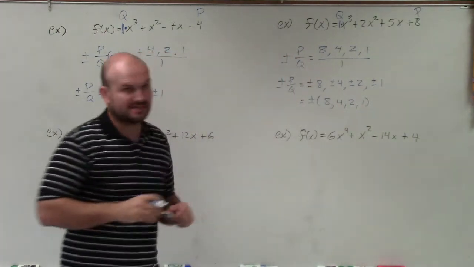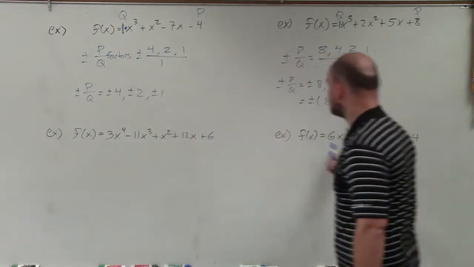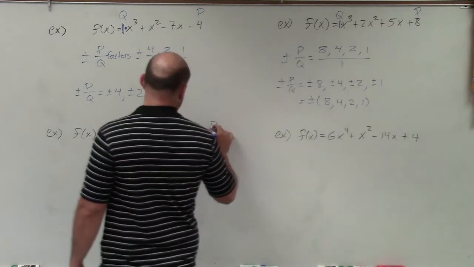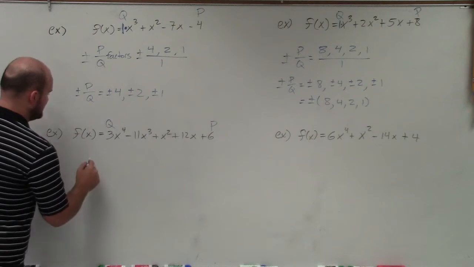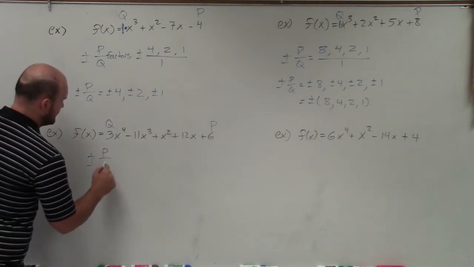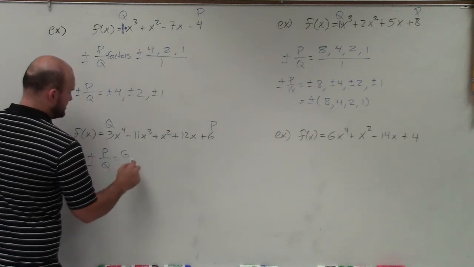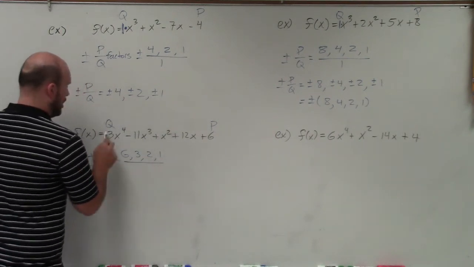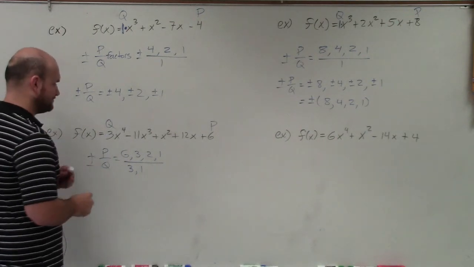That's also acceptable form. All right, so now let's get into a couple where we have some numbers other than 1 for our coefficient. So we have P over Q. Again, just simply take P over Q. Again, we're looking at the factors. So we're going to take all the factors of 6, which is 6, 3, 2, and 1, and then all over the factors of 3, which is 3 and 1.